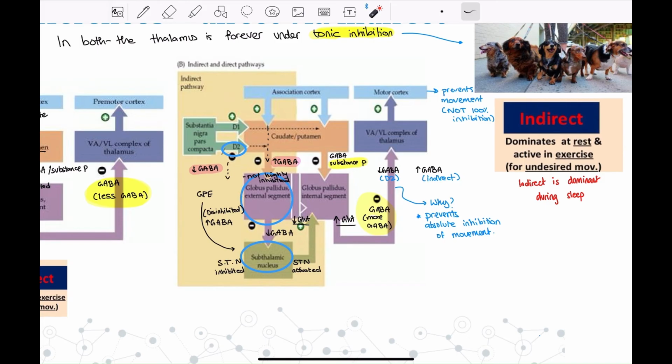So you're going to get glutamate secreted to the globus pallidus, but it's not as much. Therefore, you're going to get a lesser amount of GABA being secreted. The overall result, the end result, is simply preventing unnecessary movement. This is why you have prevention of absolute inhibition. So if you get a question saying what prevents absolute inhibition of movement, you would say the D2 pathway, the dopamine that is secreted from the pars compacta.